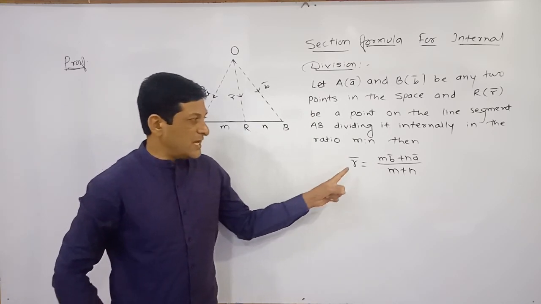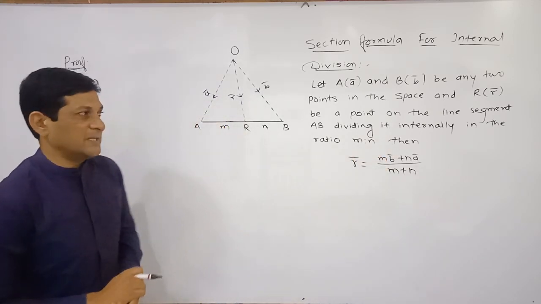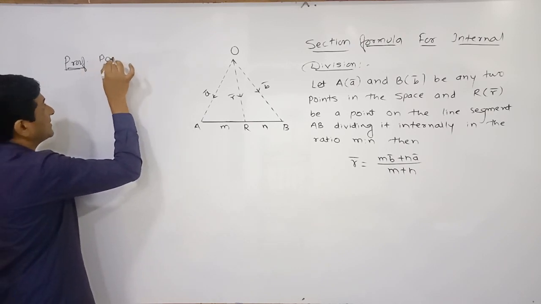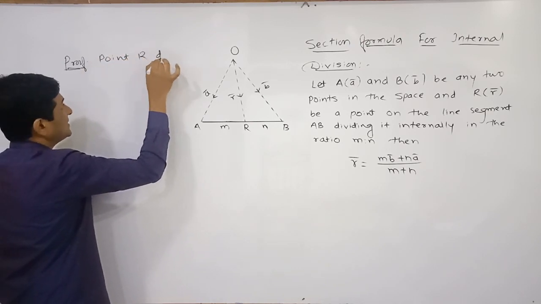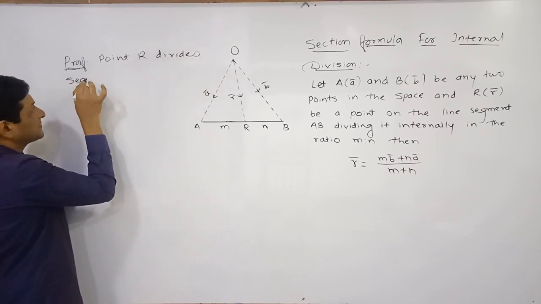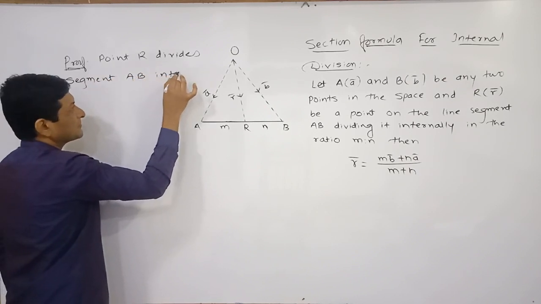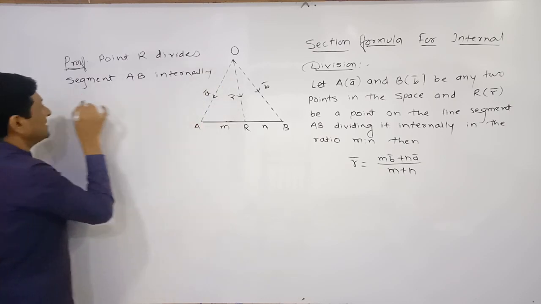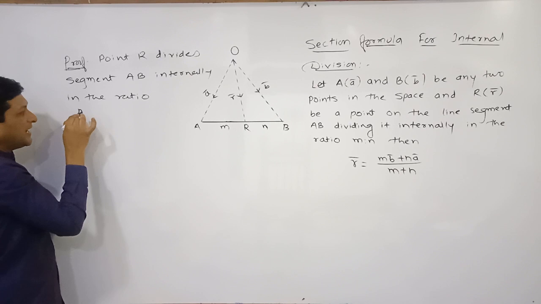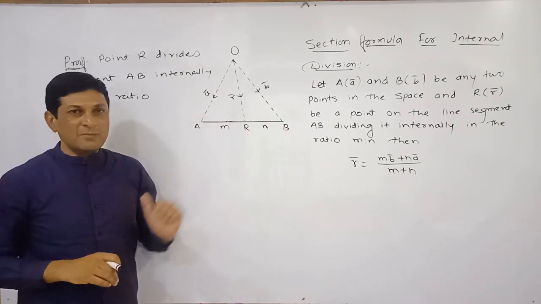Now let us try to prove that R bar will be equal to (m B bar plus n A bar) upon (m plus n). So first write down the given condition. What is the given condition here? Point R divides segment AB internally in the ratio m is to n.